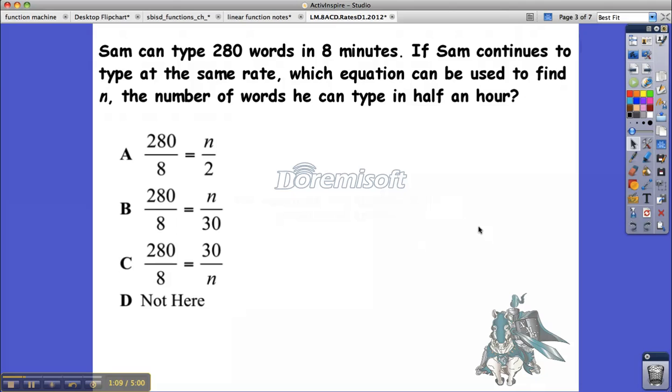First things first, we're going to read this question. Sam can type 280 words in 8 minutes. If Sam continues to type at the same rate, which equation can be used to find n, the number of words he can type in half an hour? Go ahead and pause the video, pick your answer, and try to make sure that you understand why. So pause the video now.